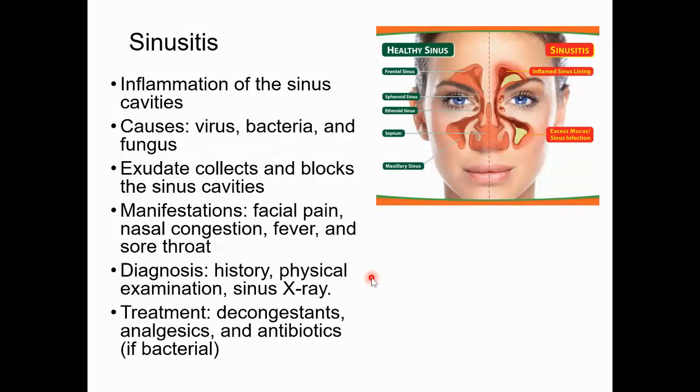Diagnosis: history, physical examination, and if somebody has a chronic sinusitis, definitely we want to get some sinus x-rays on them. But if it's associated with a cold and they have a bacterial infection, they'll be put on an antibiotic. Treatment: decongestants, analgesics, again, antibiotic if it is bacterial.